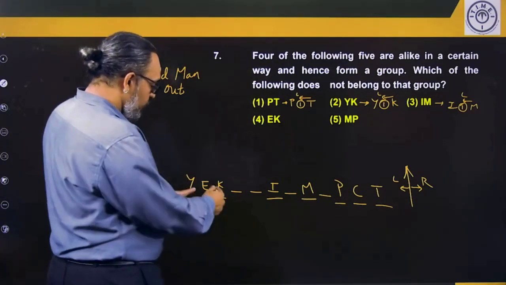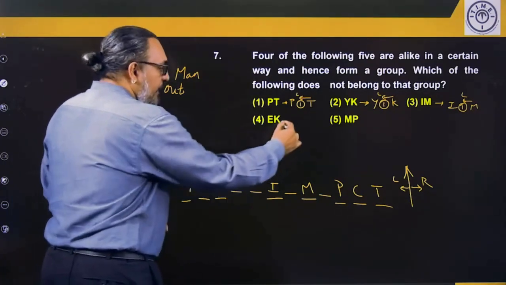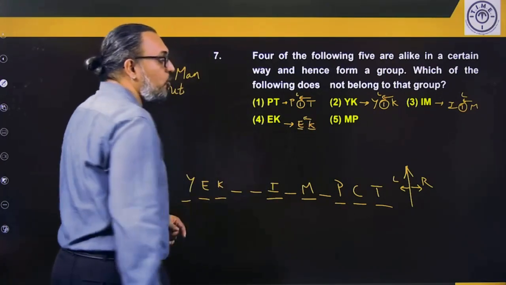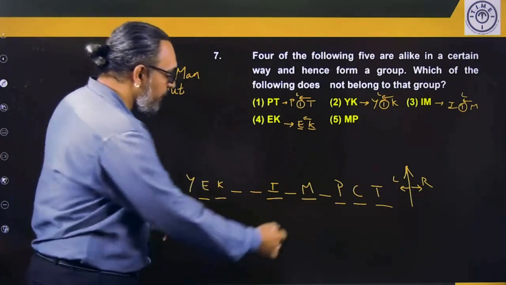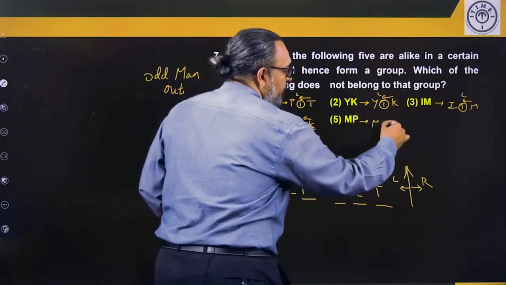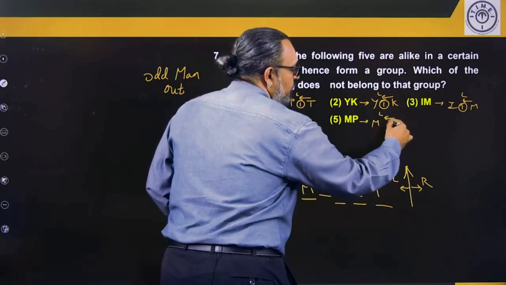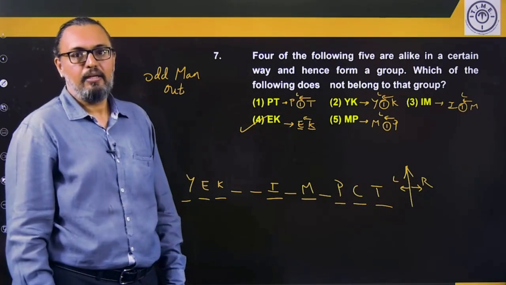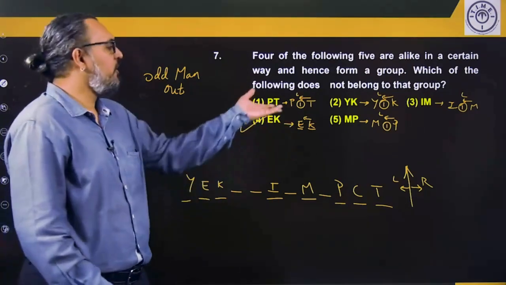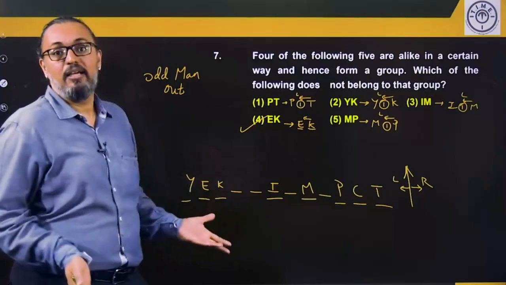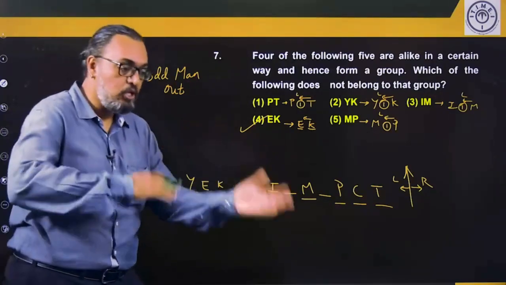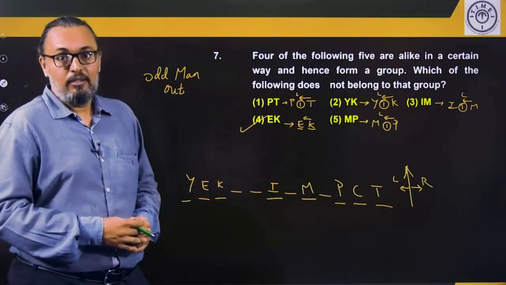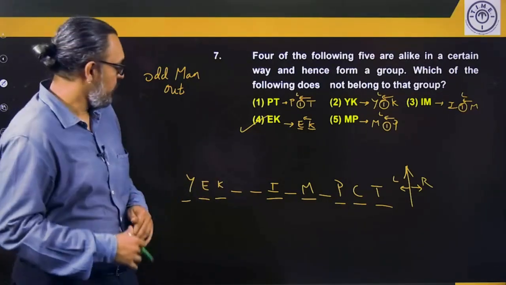Then we have EK. E is left of K, all right, but it is the immediate position. There are 0 persons between. And then M and P: M is left of P and there is one person. So we know which is our answer: EK. Correct? It's not about the direction. You can simply look at the number of persons. But if you keep checking like this in parallel, you can answer in one shot. If this logic doesn't work, I can go with the other logic I have already understood. So that's how odd man out should always be understood. Okay?